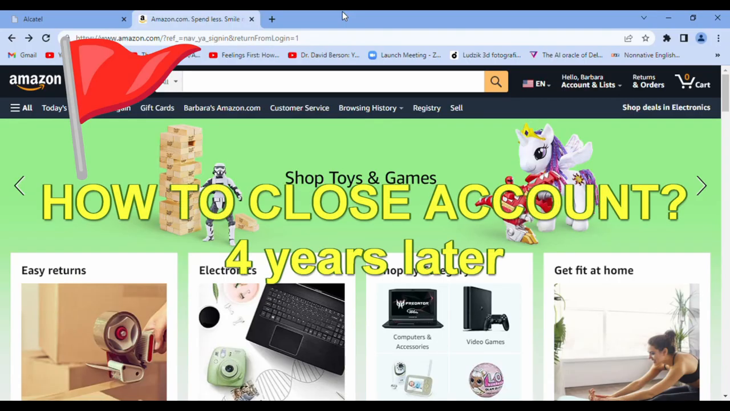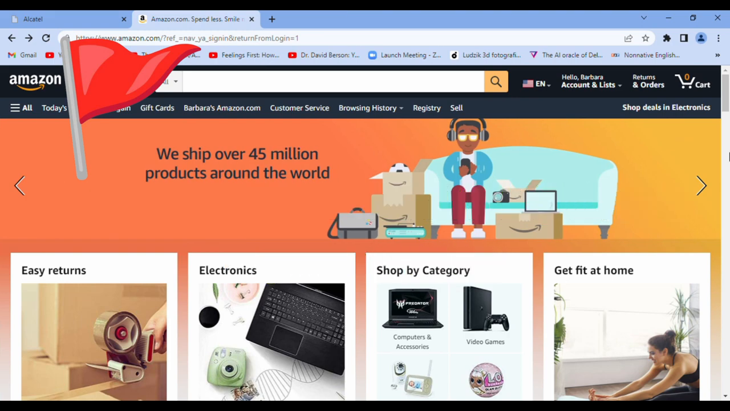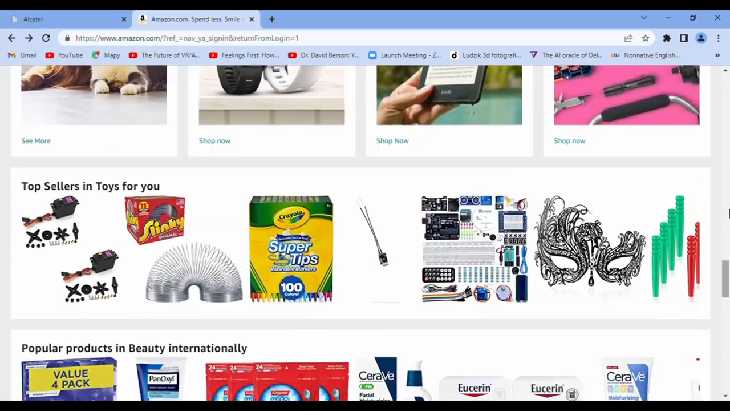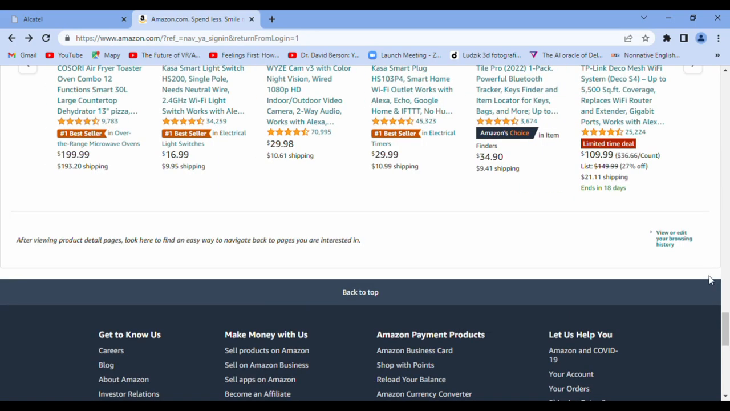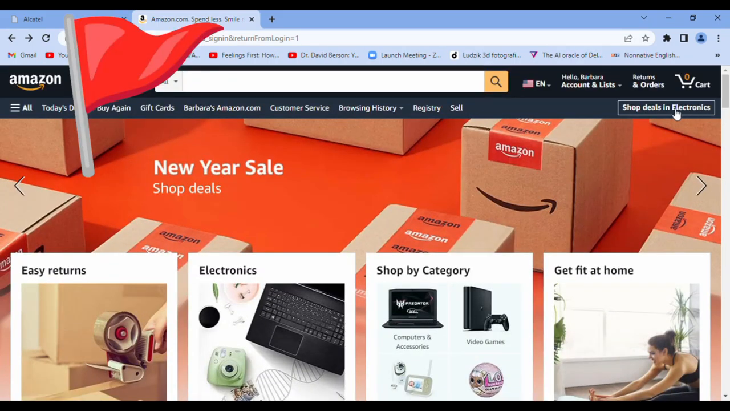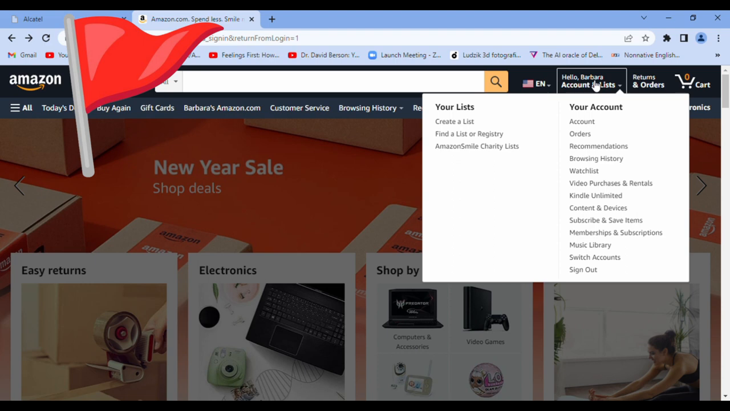Amazon, how to close account 4 years later. Okay, do you have an idea how to close your account on Amazon? In the past, it was this secret place, help. And it took a lot of effort if you wanted to close your account. And today, what do you think? It will be better, or maybe different, or maybe the same situation.